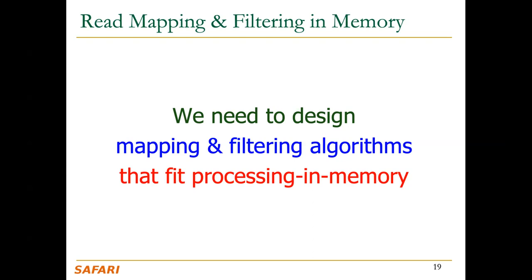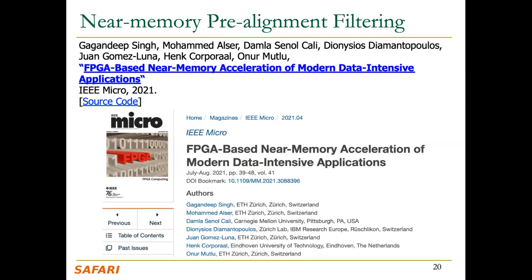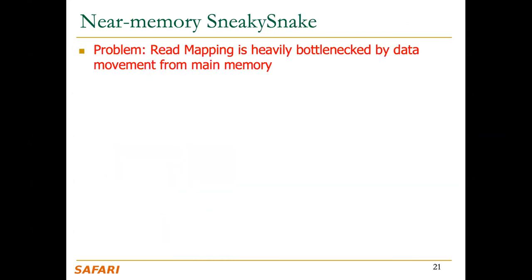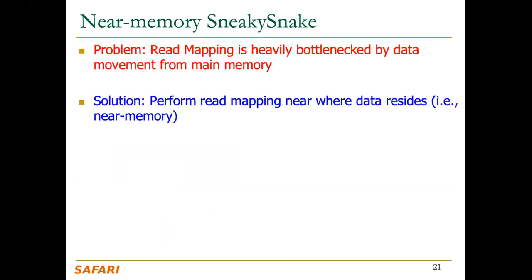And that's why we need to design mapping and filtering algorithms that fit processing in memory. So this is a new paradigm, an alternative to the von Neumann model, where you have the memory and the CPU separated from each other. Now you try to do the processing next to where the data is stored. And this is what we call FPGA-based near-memory acceleration of SneakySnake.